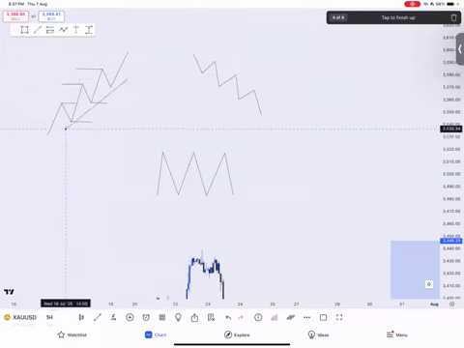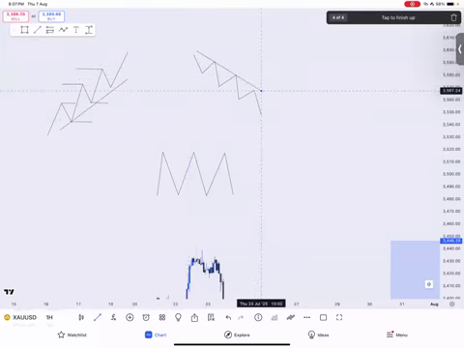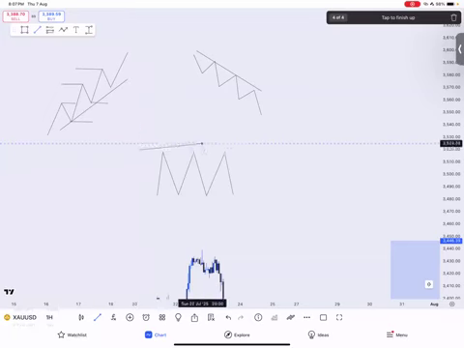Either it's trending to the upside or trending to the downside, or is ranging or consolidating.